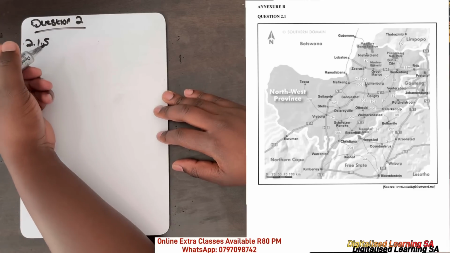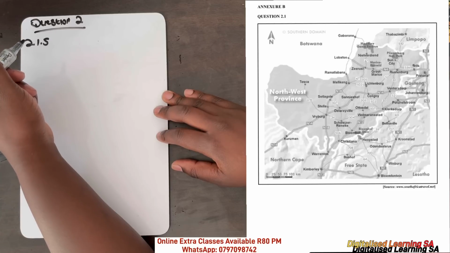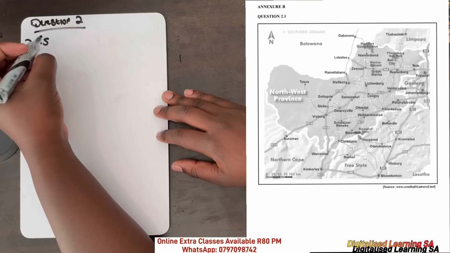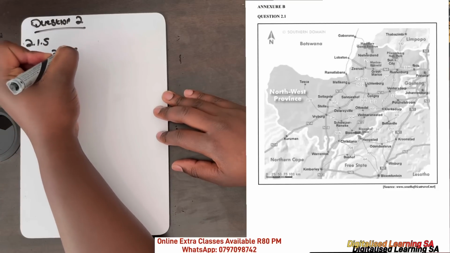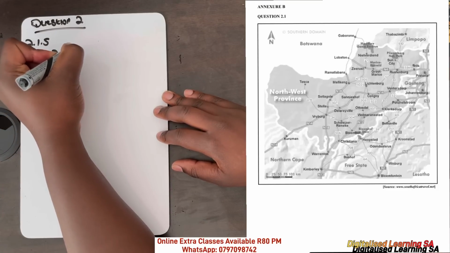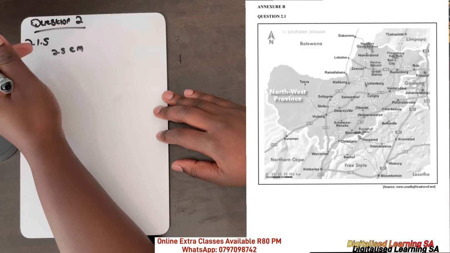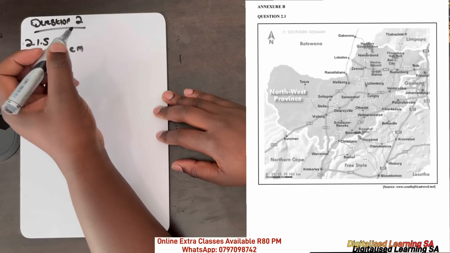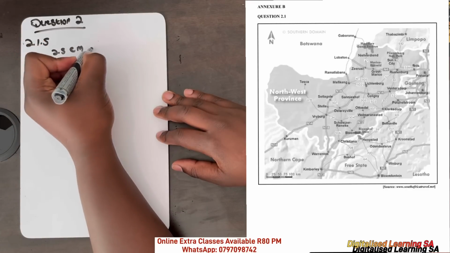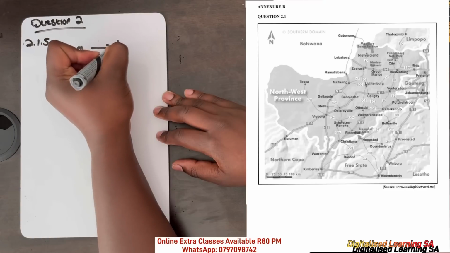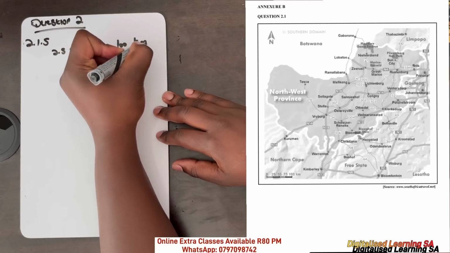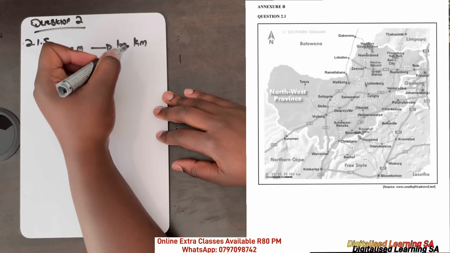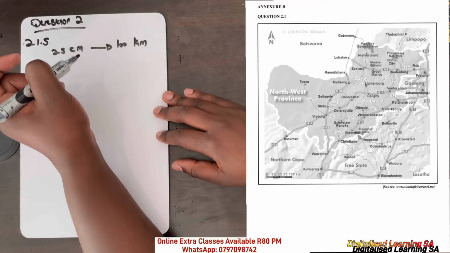Okay, so to calculate the actual distance, we will be guided by our scale. Our scale is equal to 2.5 centimeters. If you take a ruler and place it on our scale, our answer will be 2.5 centimeters. And if you look at our scale, we can see that it represents 100 kilometers, meaning that if you travel 2.5 centimeters, it means that you have traveled 100 kilometers in real time.